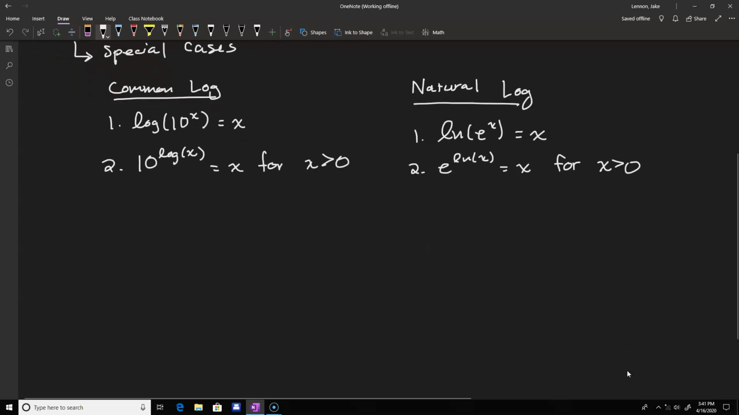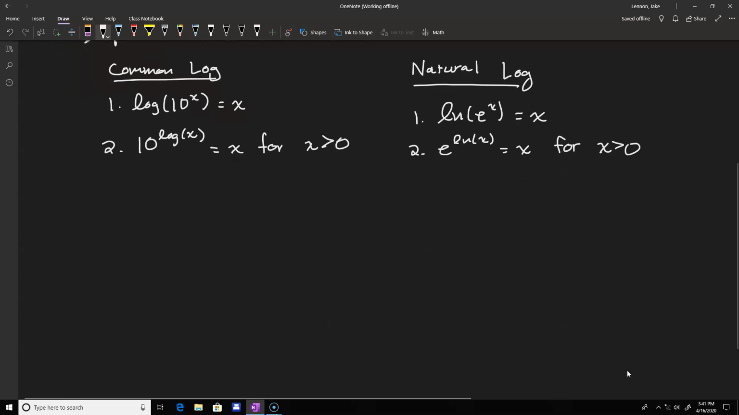Exponential equations were ones where you had the unknown variable in the exponent of some expression. So a logarithmic equation means basically we have the unknown as the argument of a logarithm. So let's look at maybe one of the most basic examples.